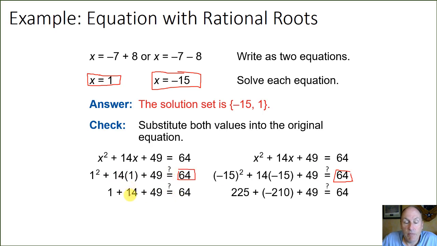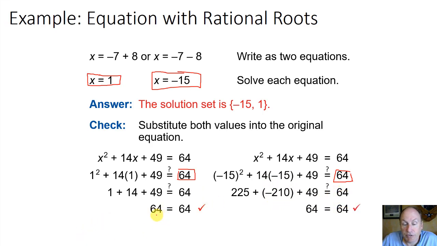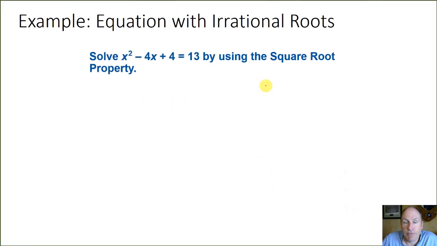So when we simplify f of 1, we get 1 plus 14 plus 49 equals 64. And then f of negative 15, putting in a negative 15 for x, we get negative 15 squared, which is 225, plus negative 210, because 14 times negative 15 is negative 210, plus 49. Is that equal to 64? Well, the left side equation is equal to 64, and the right side is also, so both solutions, negative 15 and 1, check out.